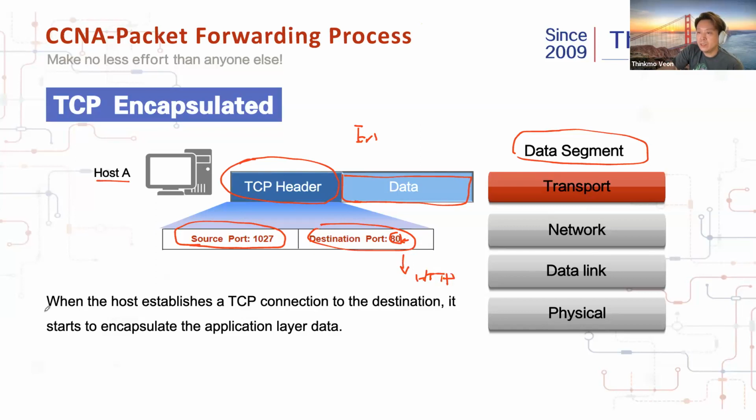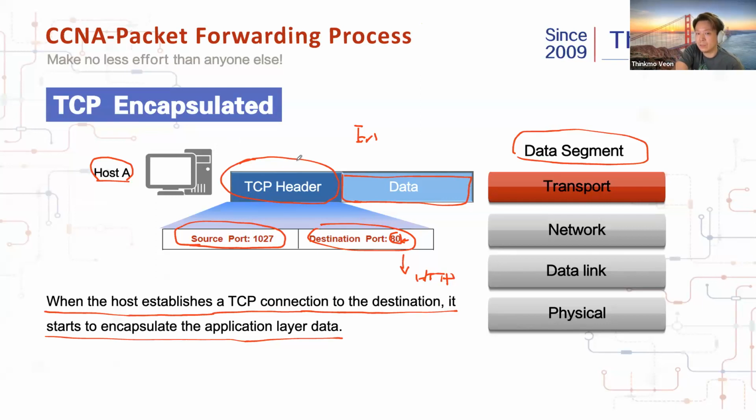Okay, so here we mentioned that when the host establishes a TCP connection to the destination, it starts to encapsulate the application layer data. Before the encapsulation, host A will need to build up a TCP connection to the website, the web server. If you know the TCP three-way handshake, then you will know what happened before they can encapsulate. If you don't know what the TCP handshake is, you can just follow us; I think in the next class we will have a lesson to tell you what the TCP handshake is.